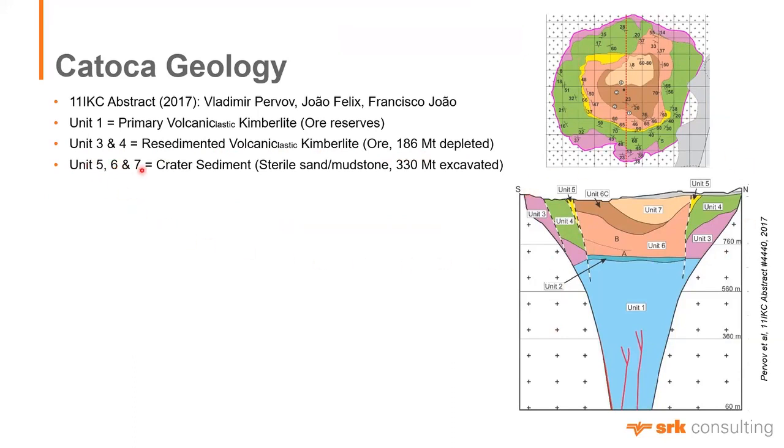Units 5, 6, and 7 are crater sediment. That's the stuff in light brown and the stuff in yellow. It's a crater basin that's sitting right in the middle. John Ward described something similar sitting in the middle of Kao, except it was filled with basalt. In the case of Angola, it's filled with sterile sand or mudstone. 330 million tons of this stuff has been excavated.